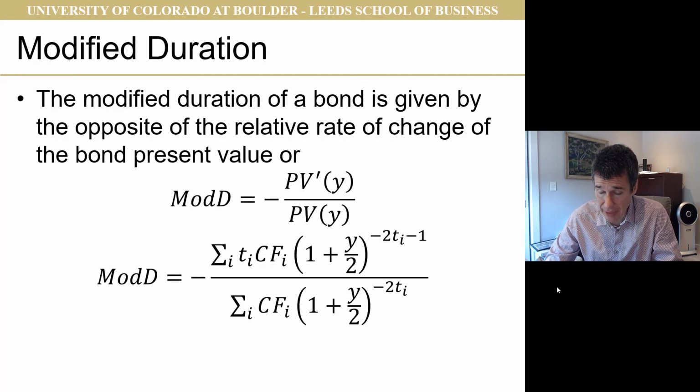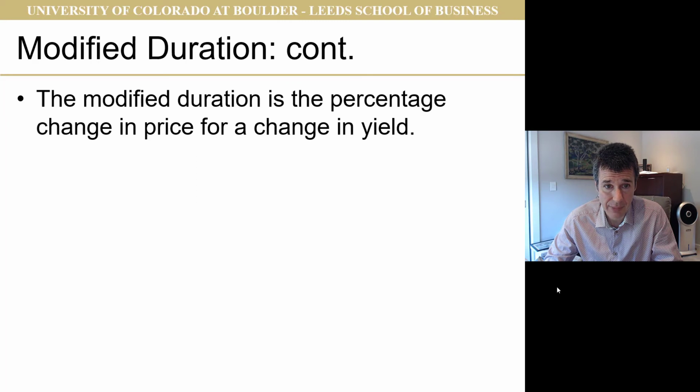We know what that is. We've taken the derivative. We've calculated the present value. So we have kind of a messy formula here. The modified duration is negative the sum over i, t_i, cash flow i, times (1 plus y over 2) to the negative 2 t_i minus 1, divided by the sum over i, cash flow i, times (1 plus y over 2) to the negative 2 t_i. This is easiest to calculate in Excel. So it's the percentage change in price for a given change in yield.